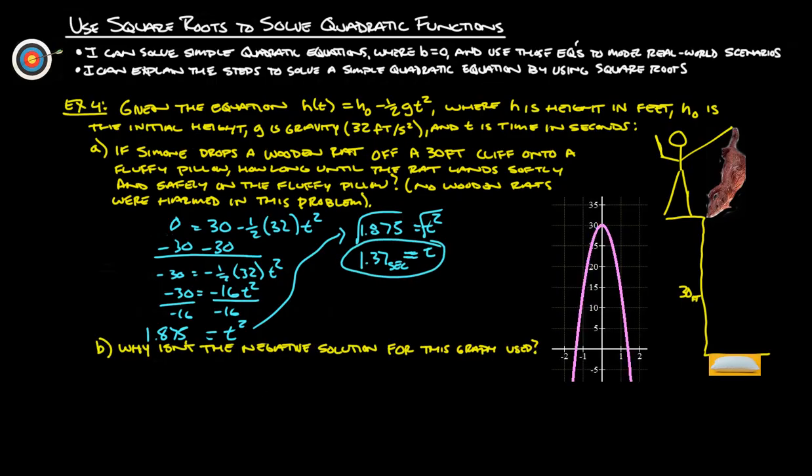Okay, now quick question for you. Here's the graph. Here's our rat, and here's its height compared to time. So right there, that's 1.37 seconds. That's about how long it takes. Now, if you'll notice, it also intersects right over here at negative 1.37 seconds. But that obviously doesn't make any sense because we can't have negative time. So why isn't the negative solution used in this graph? Because we don't have negative time, and it's not going to fall. Yeah, that's for a whole different universe.